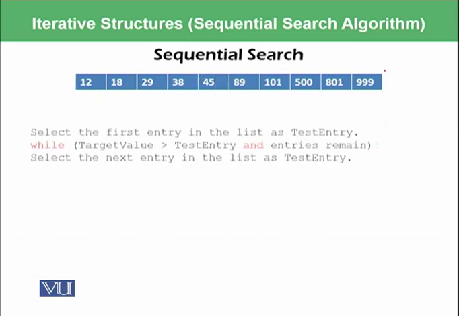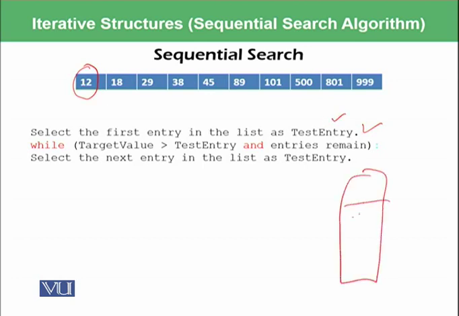So this means we will have this statement: select the first entry in the list as test entry, as we said in the previous discussion, that we will get this 12 in the test entry. So let's make a RAM as we were doing previously. So we have test entry over here, and this includes 12, and the target value which we want to search is 45. So target is 45.